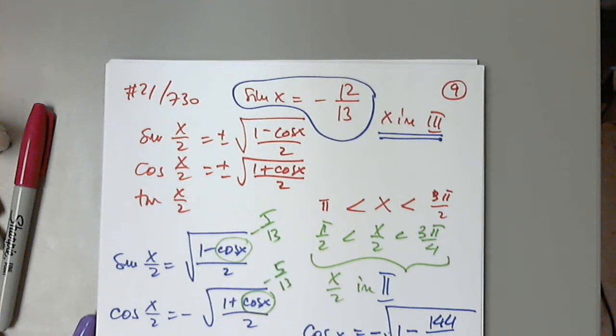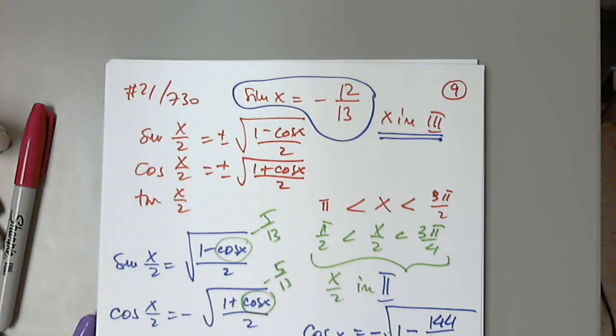How do you get 144 over 169? Okay, so cosine is negative the square root of 1 minus sine squared, and sine is given to us, 12 over 13. So I squared, I got 144 over 169, and then I took the square root.